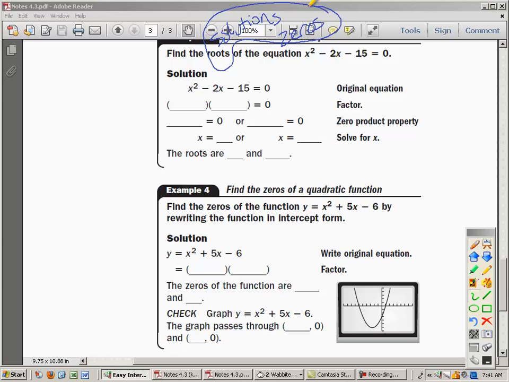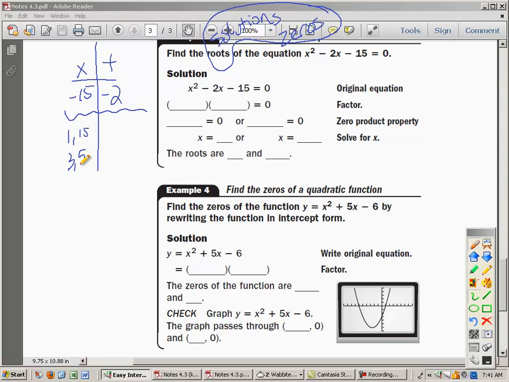We need to find two numbers that multiply, and I'm just going to make a chart. They need to multiply to make negative 15, and they need to add to make negative 2. So let's think about factors of 15, like 1 and 15, and really 3 and 5. Those are my only pairs that work to multiply to negative 15.